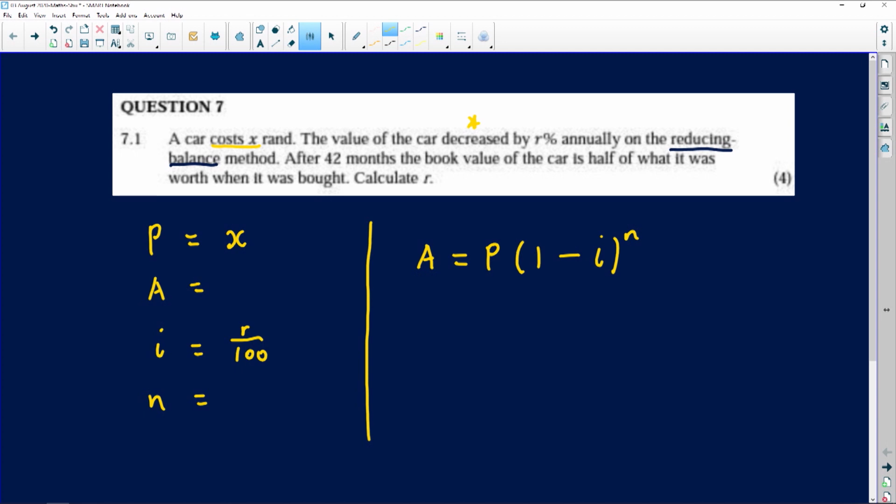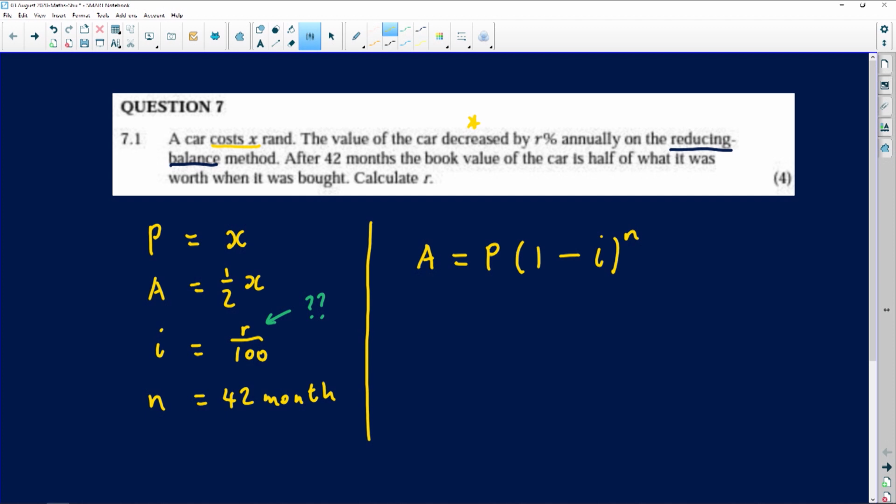After 42 months, that's the period it took. The book value of the car is half of what it was, which means it's going to be half of the original cost. And we know that the original value of the car was X. That means our A value will just be half X. And then we are required to work out the value of R, which means the unknown is there in i. If you look closely, you'll see that we're actually interested in finding the value of that R, the rate of depreciation that this car was going through.